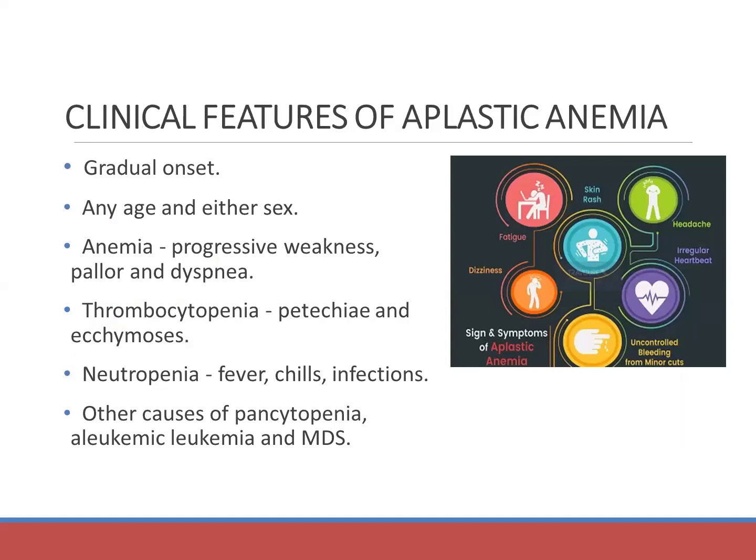Aplastic anemia has a primary progressive onset. It can occur at any age and either sex may be affected. There is anemia, which leads to progressive weakness, pallor, and shortness of breath. There is thrombocytopenia, which leads to fatigue and bruises. And there is neutropenia, which leads to frequent infections.